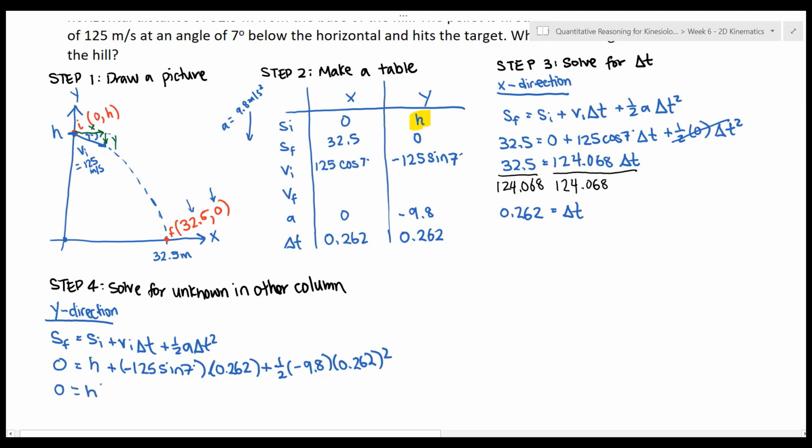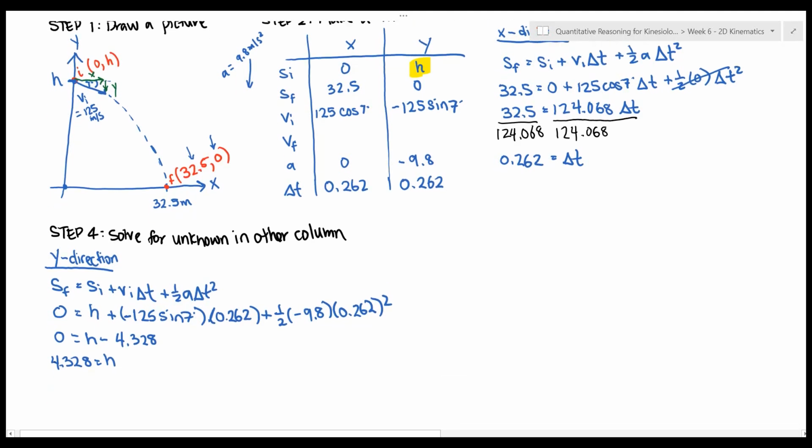Now I'm going to type all of that on the calculator. So I have negative 125 sine 7 times 0.262 plus 1/2 times negative 9.8 times 0.262 squared. So all of that ends up being minus 4.328. Now I'm going to bring that minus 4.328 to the other side, and I get 4.328 equals h.